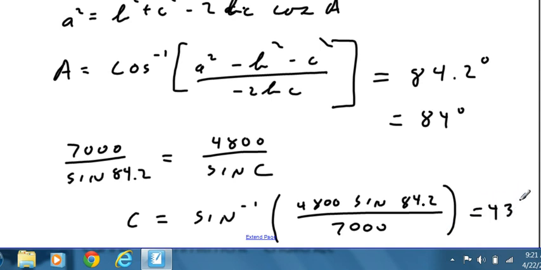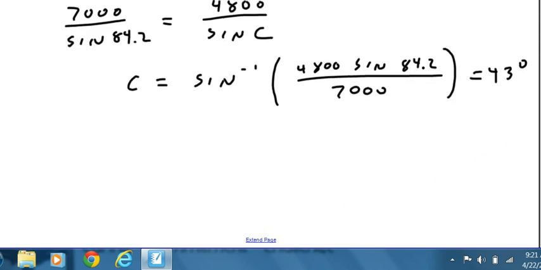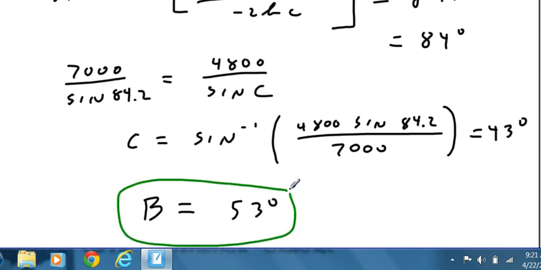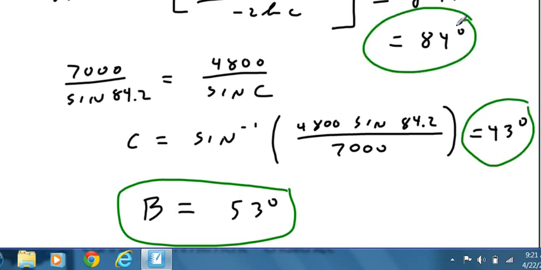Well, if C is 43 degrees and A is 84 degrees, 80 whatever degrees, then B has to be 180 minus 84 minus 43, the other 43, 53 degrees. So now I got my answers: B, there's C, there's A.